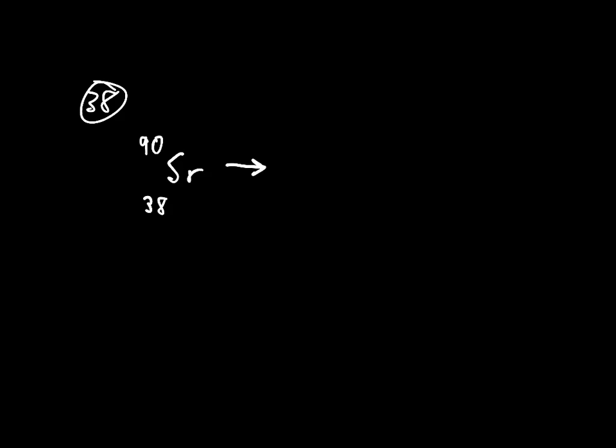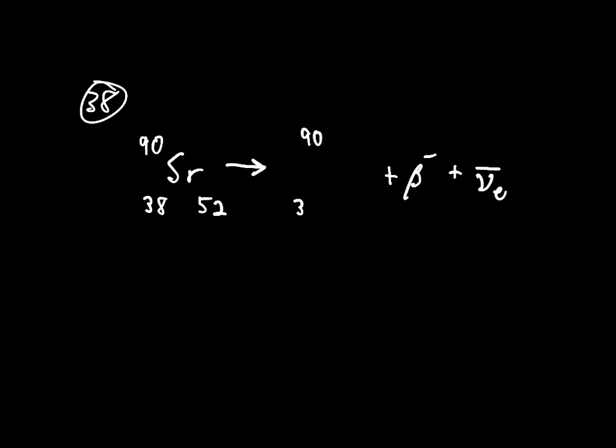How do I get this N? 90 minus 38. What's 90 minus 38? 52. So there's my strontium. And now I know exactly what's going to happen in beta decay. I'm going to end up with, well, I know I have a beta particle. I know I have an anti-electron neutrino. And I also know that, what happens to my A? Stays the same.